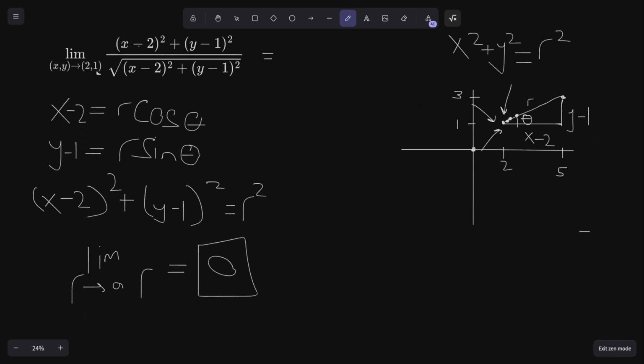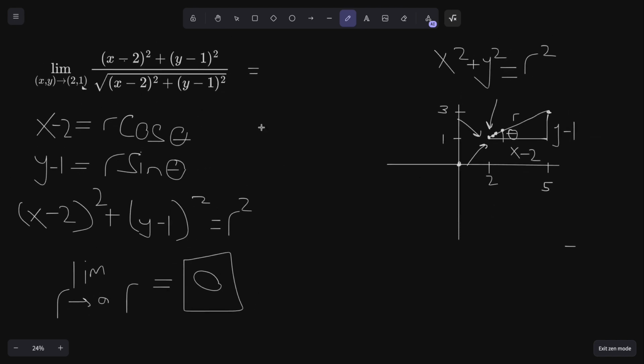So let's write this in general. What are we seeing from these formulas? It looks like x is equal to r cosine of theta plus that. I'm just going to call this value a. A represents the x limit, b represents the y limit. X is equal to r cosine of theta plus a. Y is equal to r sine of theta plus b.